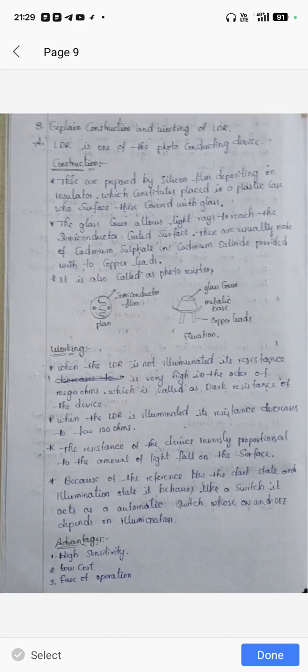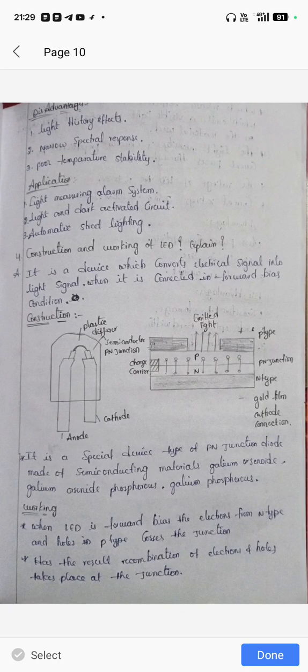Advantages: high sensitivity, low cost, ease of operation. Disadvantages: light hysteresis effects, narrow spectral response, poor temperature stability. Applications: light and motion alarm systems, light and dark activated circuits, automatic street lighting.